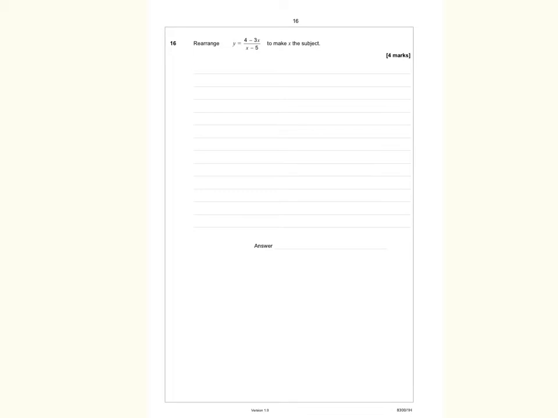Question 16 is a rearranging question. Here, it's useful to know what steps you will do before you start. The first thing we can say is we need to multiply the right hand side and the left hand side by x take away 5. That will mean the fraction will not be there anymore, and we will have x take away 5 times y here. But the x take away 5 would have to come as a bracket, and the y will multiply to the x and to the negative 5.